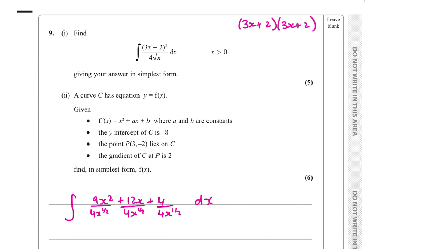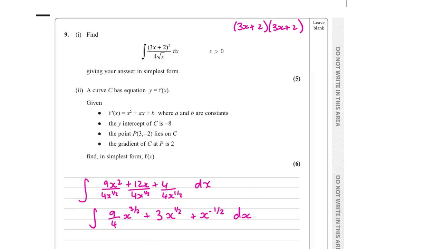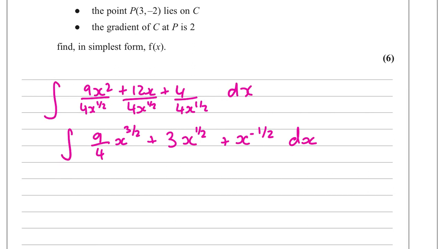x. So then we're going to have the integral of 9 over 4x, and then 2 minus a half is 3 over 2. 12 over 4 is 3x, 1 minus a half is just a half, and then plus 1 over x to the half, which is x to the negative a half, with respect to x. Now we have it in index form, we are able to integrate, and it's really important that we have an index form first. It will make our lives easier.